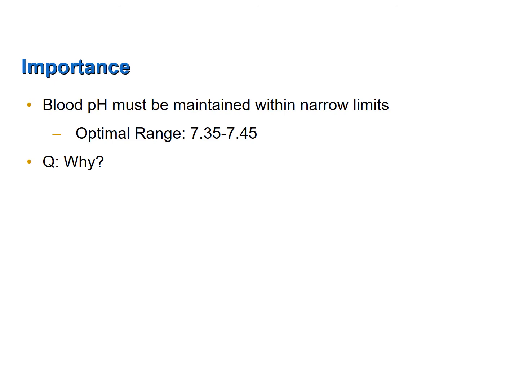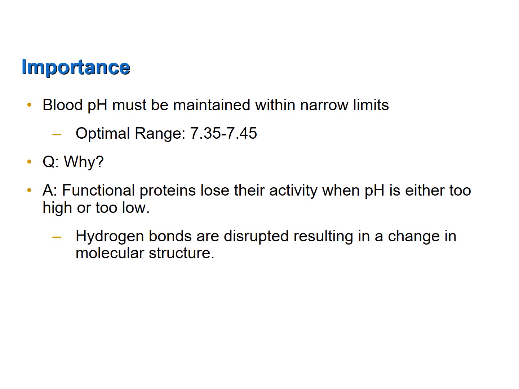Blood pH, as I mentioned, must be maintained within narrow limits. The optimal range is 7.35 to 7.45. The obvious question is why? Why is pH so important? The answer is proteins. Proteins lose their activity when pH is either too high or too low.